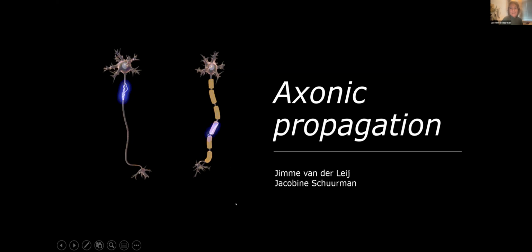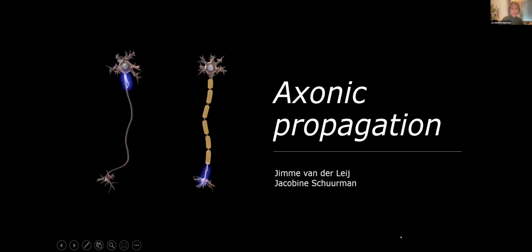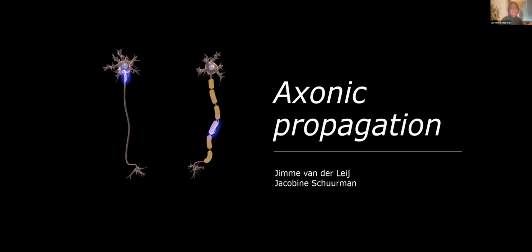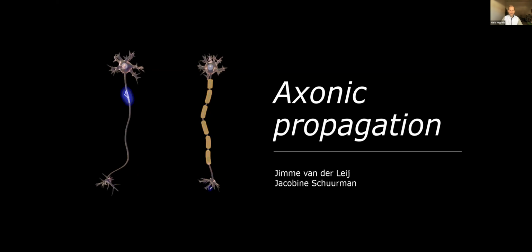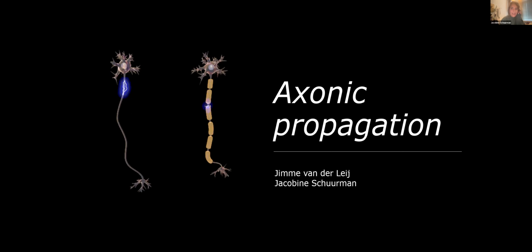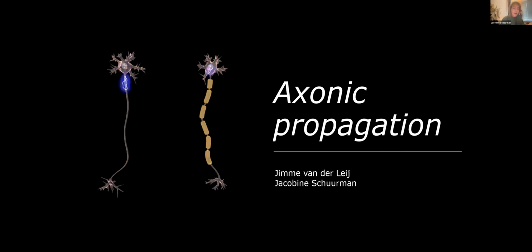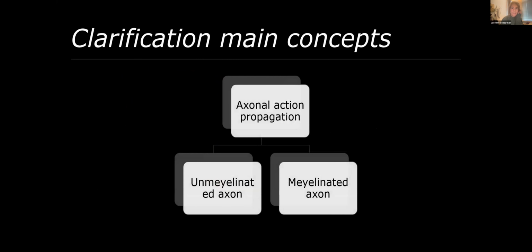Hi everyone, welcome to our presentation about axonic propagation. The final goal of our project is to explain a model of the nodes of Ranvier and to show what neurons gain by adding myelin. We will start with a brief clarification on the main concepts, followed by our model. Then we will show you the dependence of the propagation speed by changing the axon diameter and the myelin thickness. And we will end with a general conclusion to answer our goals.